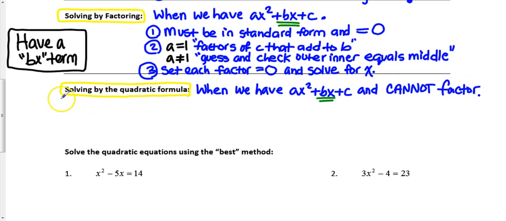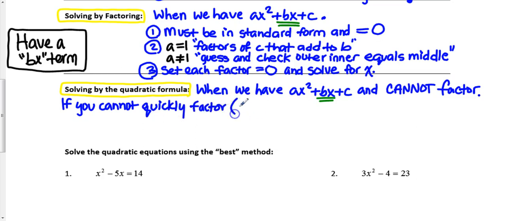So let's make a note. If you cannot quickly factor, so we've got decimals, big numbers, or just not factorable. Like we could have smaller numbers, but it could not be factorable.